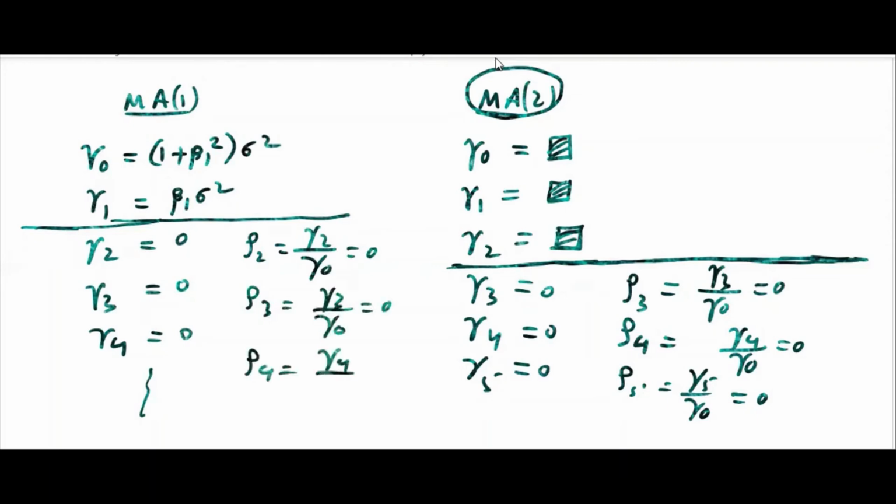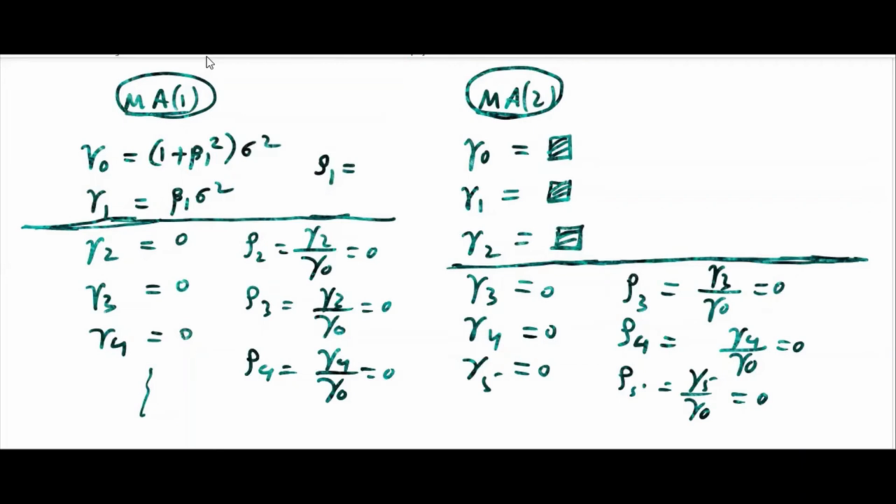Rho 4 will be gamma 4 divided by gamma naught, that will be 0. So after lag 2 onwards, all the autocorrelations will be 0 if it's an MA1 process. If it's an MA2 process, all autocorrelations after lag 3, including 3, will be 0. If you take an MA5 process, you will have only 5 autocorrelations. Okay. So now find at least rho 1 here. If you divide these two, you will get rho 1.